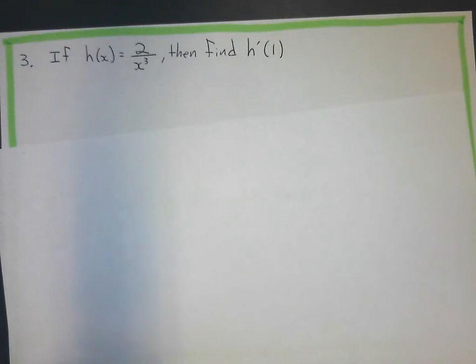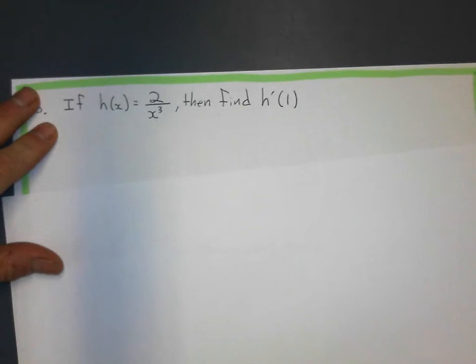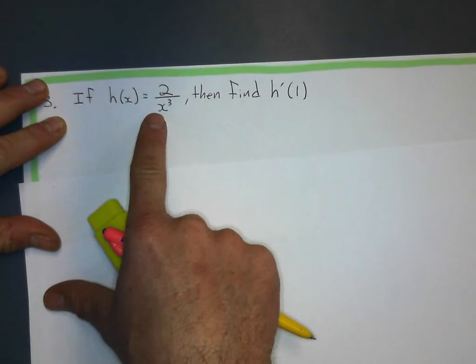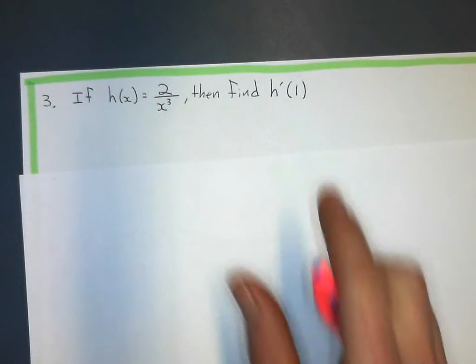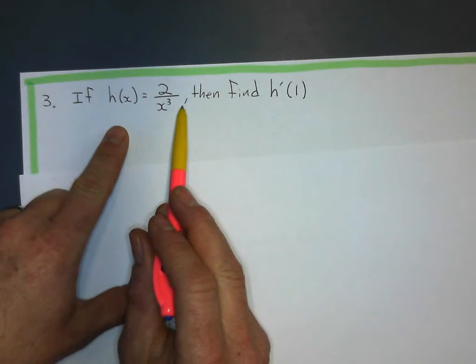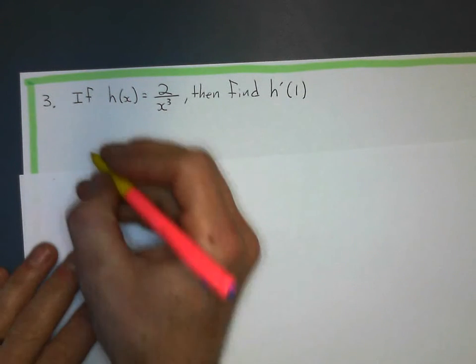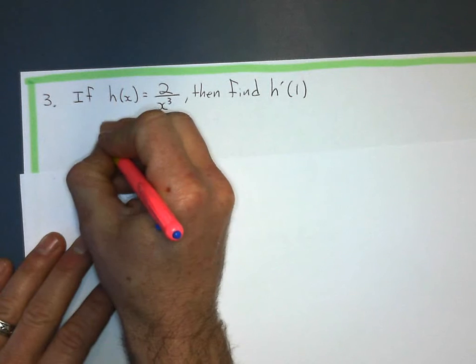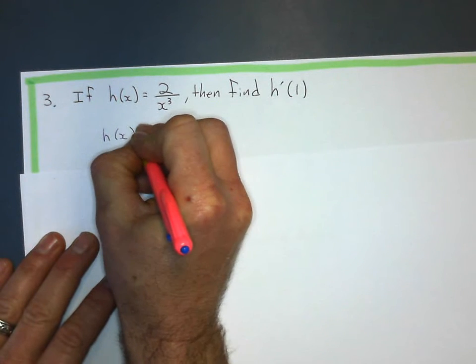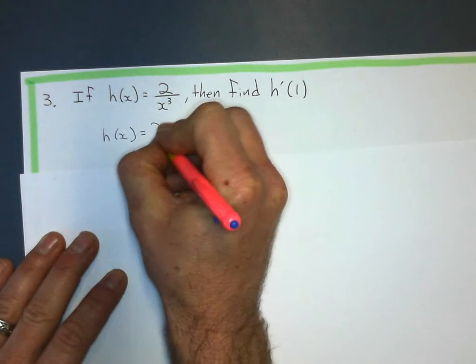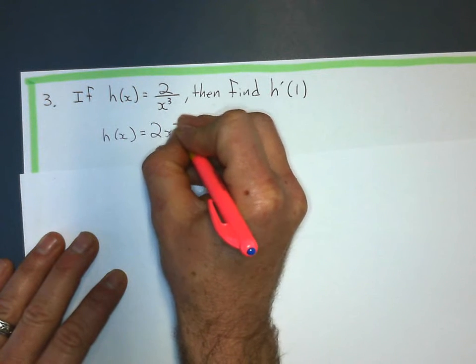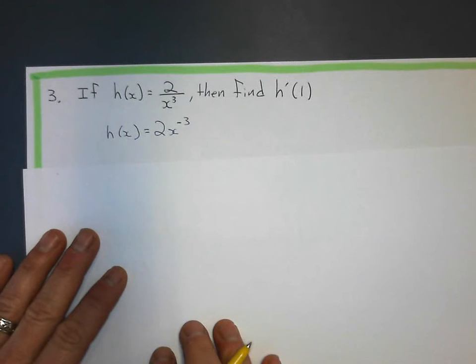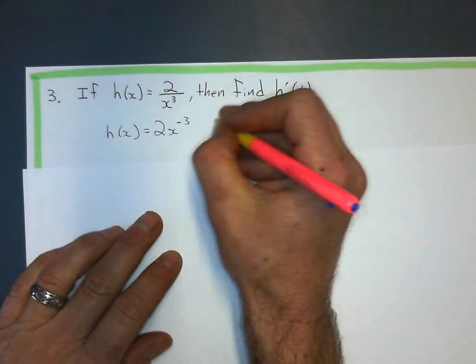Okay, let's look at another example where we've got some negative exponents, because those are always fun. Got my original function up here, and I want to find what the gradient is at x equals 1. Before I do anything, though, I need to rewrite this so it has a negative exponent. Remember what negative exponents mean: h of x is 2x to the negative 3. That's how I rewrite that. Now I can differentiate it.